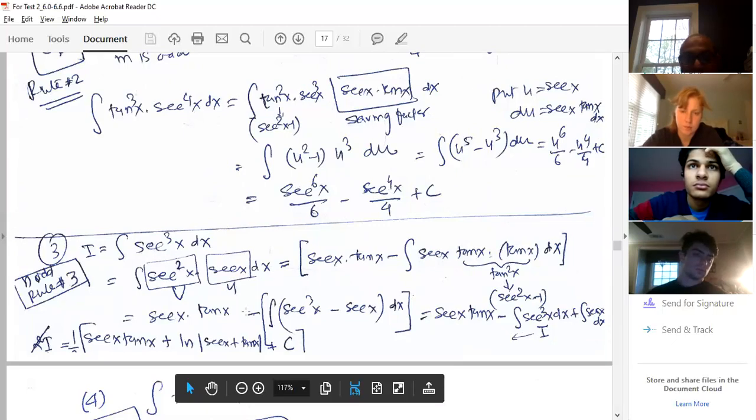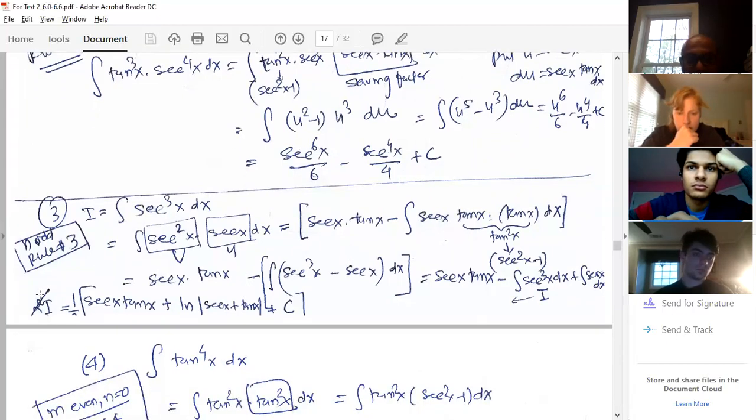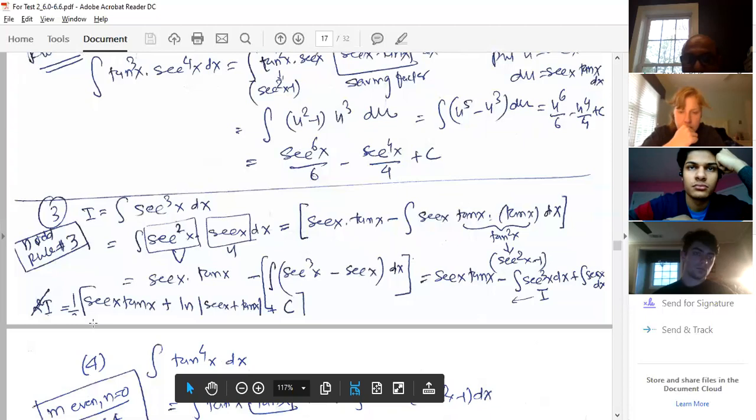Look at here. So I would like to consider this as my I, so that I can send this I to the other side. So on this side, I plus I is 2I. Here it is secant x tangent x plus the integration of secant x, which is, use your formula sheet, ln of the absolute value of secant x plus tangent x. This is the integration of secant x. This way I can write I equal to, just divide by 2 throughout, so 1 by 2 and this part. So that is the answer.